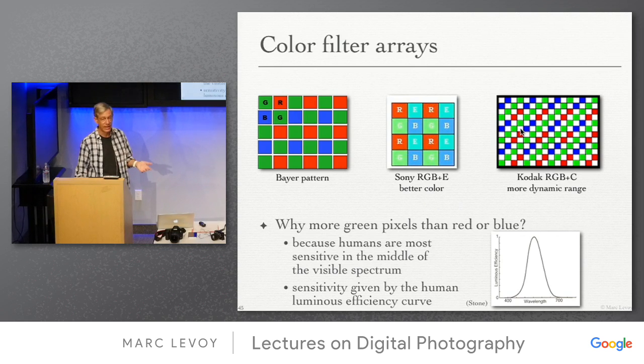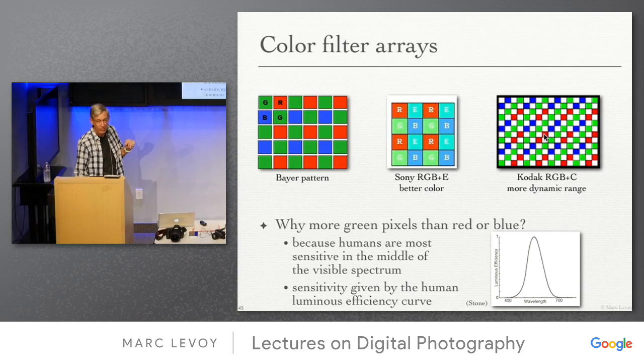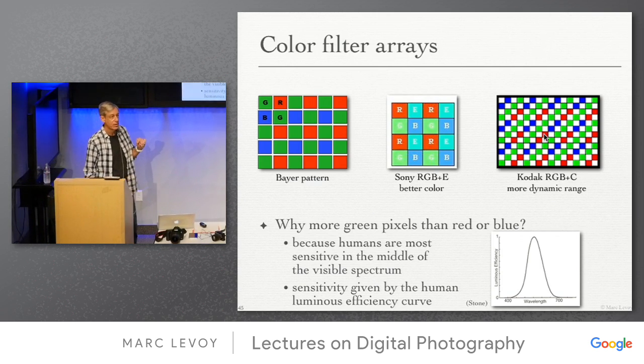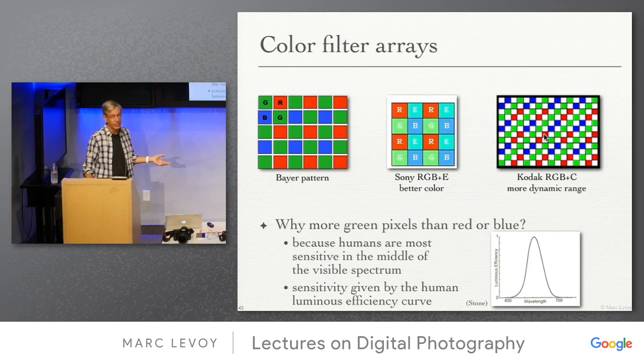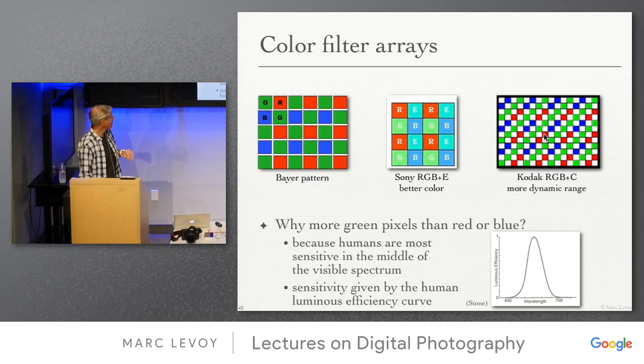There are problems in aligning those together. We could talk for quite a while about that. So here the idea is to do it on one sensor. But the problem here is that if you look at the red, it's not sensing red very often. So the frequency response to red objects is going to be relatively low. So there are lots of trade-offs in these alternative mosaics.